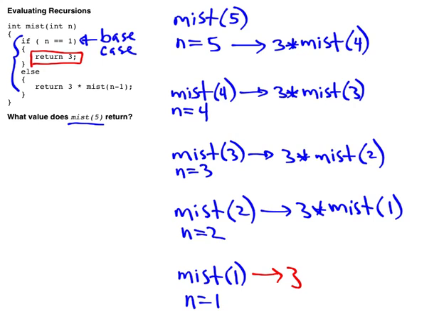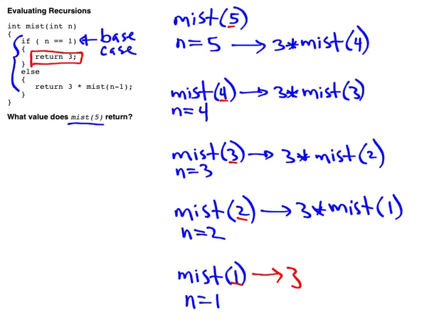Now, because we saw that the n values were progressing towards the base case, that's why we continued. If we saw that it was not going towards the base case, we would have said this ends with an infinite loop, and we wouldn't be able to give an output. But we saw that it was advancing towards the base case, that is why we continued. Now that I have mist of 1 is equal to 3, I have to backtrack.